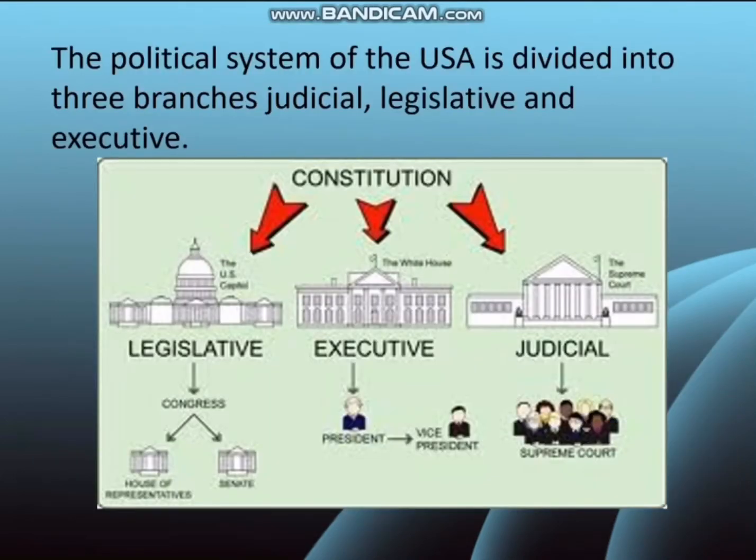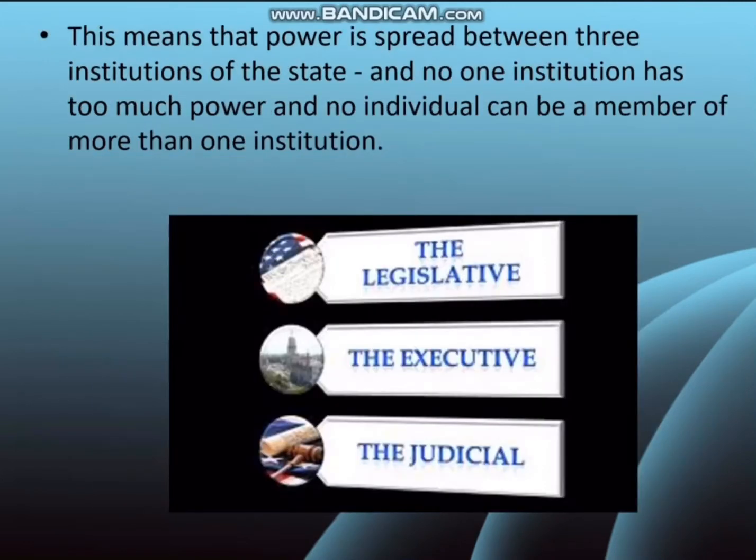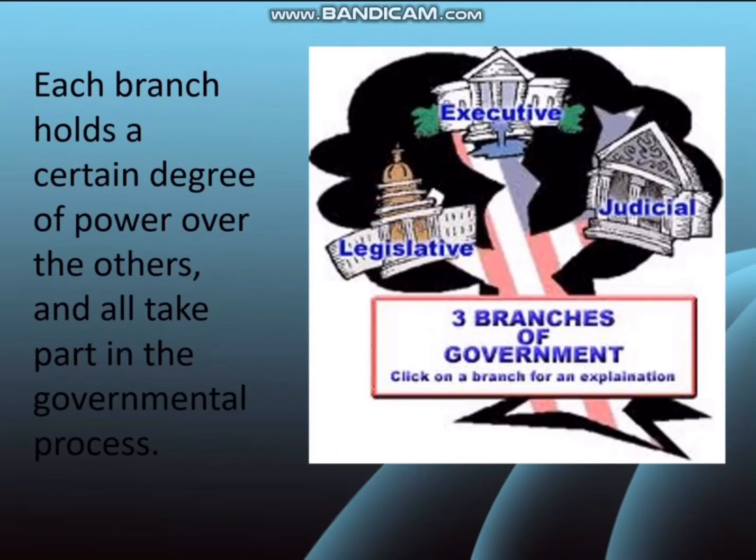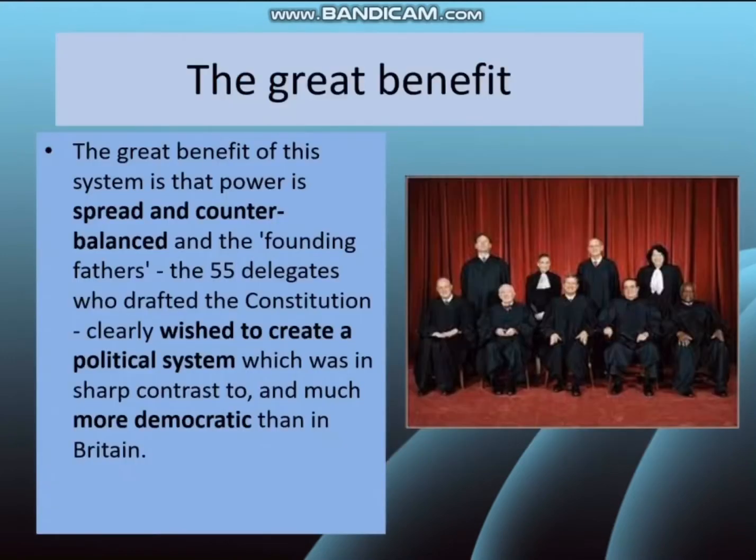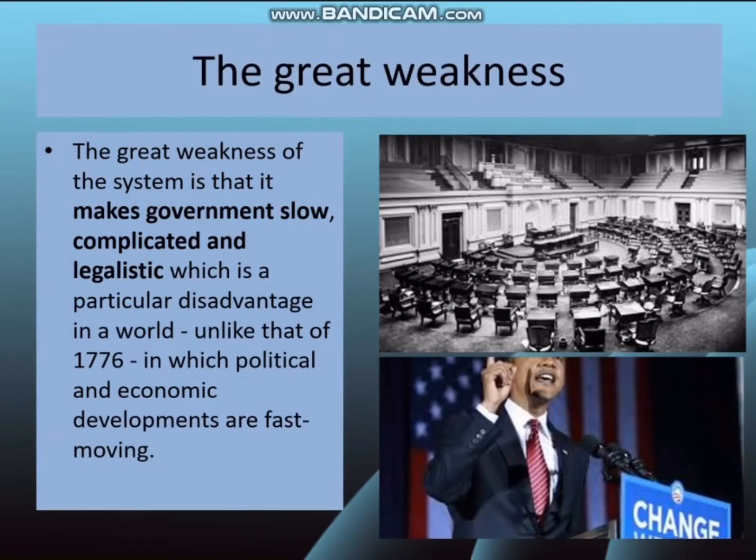The political system of the USA is divided into 3 branches: judicial, legislative, and executive. This means that power is spread between 3 institutions of the state, and no one institution has too much power, and no individual can be a member of more than one institution. Each branch holds a certain degree of power over the others, and all take part in the governmental process. The great benefit of this system is that power is spread and counterbalanced. And the great weakness of the system is that it makes government slow, complicated, and legalistic.